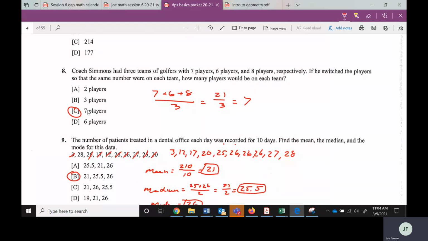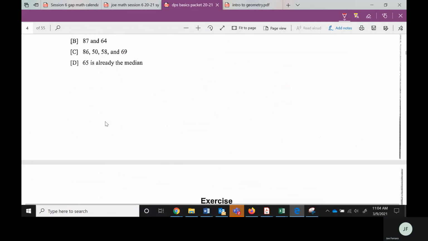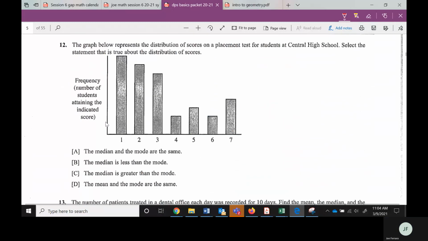Let's go to the 7th problem, which is going to be number 12. So this is a little tricky one because sometimes they don't give you all the information here, but you can still find the answer. It says the graph below represents a distribution of scores on a placement test for students at Central High School. Select the statement that is true about the distribution of scores.